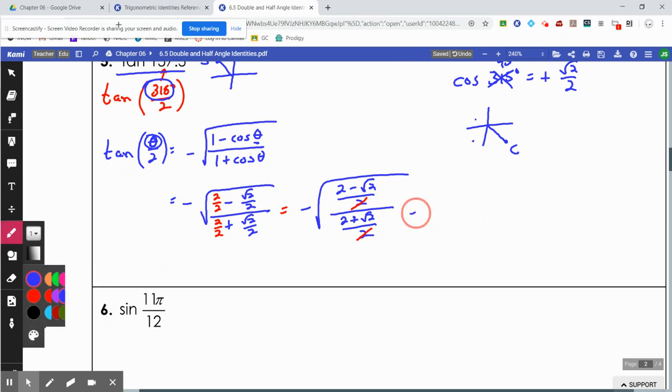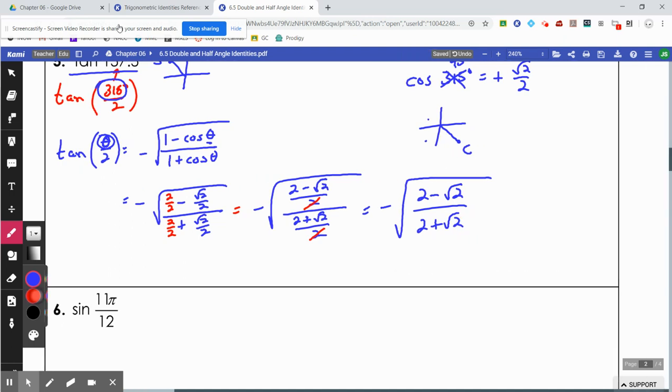So we now have the negative square root, and this is the hard part, cleaning this one up: 2 minus root 2 over 2 plus root 2. You might think, okay, can I stop there? Well, let's get rid of that radical on bottom. You have a binomial that has a radical in it. Let's get rid of that. And the way you do that inside of these fraction bars is to multiply top and bottom by that conjugate.